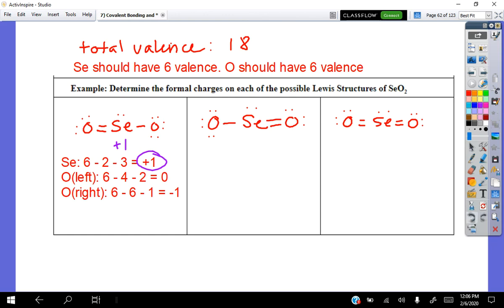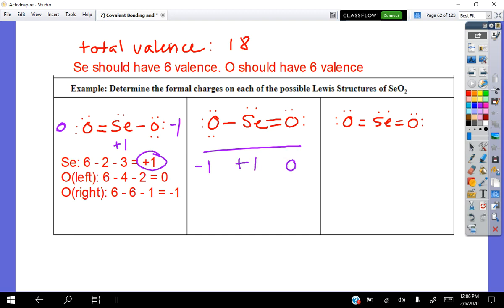So oxygen has 4 dots for the lone pairs here, so I subtracted 4. And it has 2 lines in the double bond, so I subtracted a 2. This ends up with a formal charge of 0. If I do the same process for the one on the right, there are 6 dots and 1 line. This ends up with a -1. If you were to do the same calculation for this structure, it looks like it's completely flipped, so you could probably guess that this is -1, this is +1, and this is 0.